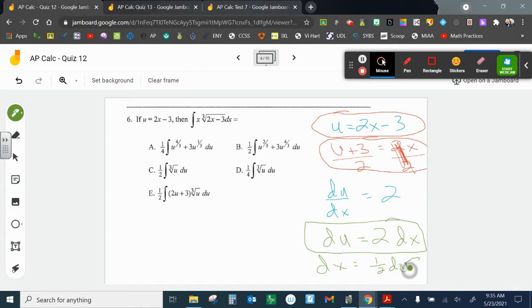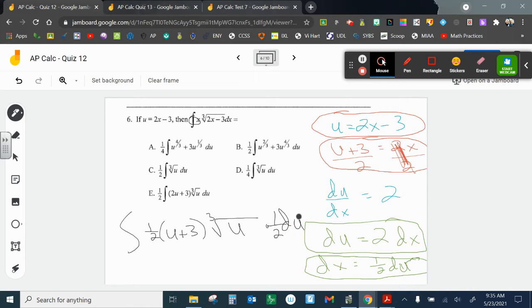Oh, I pushed the button there. Sorry about that. So let's come in and write everything down. So now this is going to be the integral of x. We just said x was u plus 3 over 2. I'm going to write that as 1/2 times u plus 3. The cube root of 2x minus 3 is u. And then dx, we just said that is 1/2 du. Okay, so now I've completely written everything in terms of u.